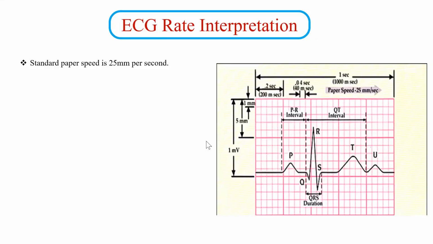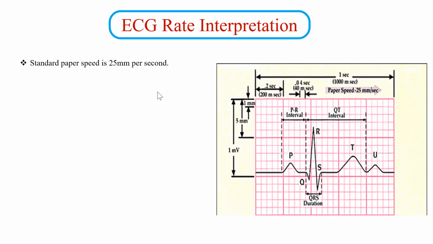In this video, we will talk about how to determine heart rate during ECG reading. We have three main methods to determine the heart rate. Before we go through this, we should understand some basic calculations.